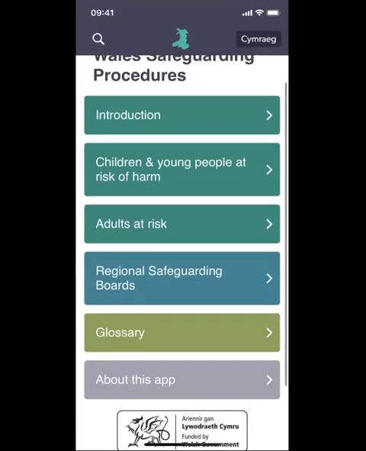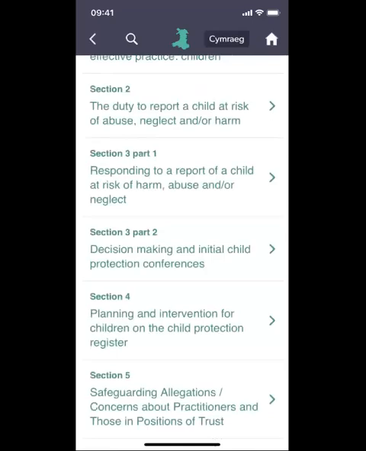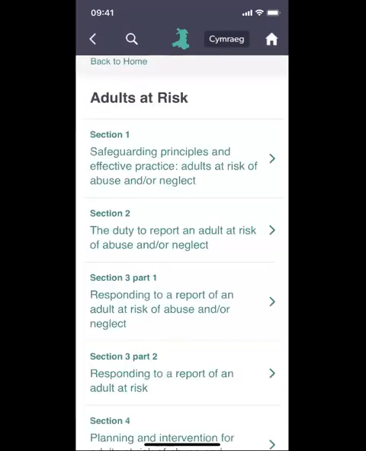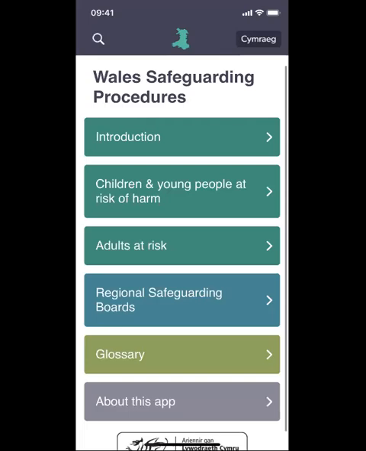This video in particular focuses on section 5 of the safeguarding procedures, which can either be accessed through the children and young people at risk of harm procedures or through the adults at risk procedures. The content of section 5 in both sets of procedures are the same.